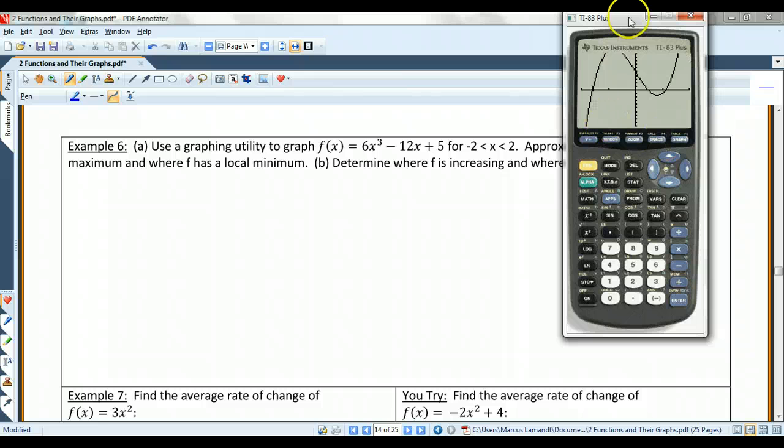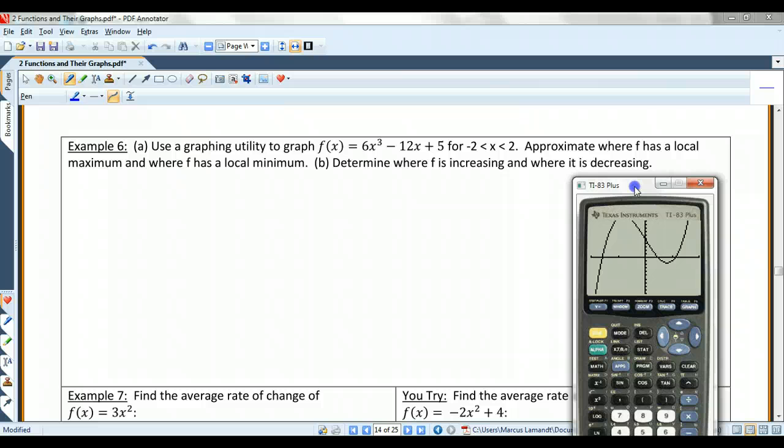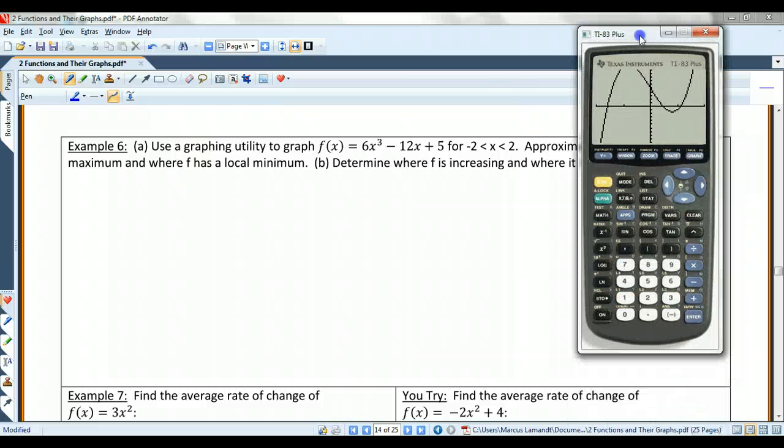Okay, so approximate where f has a local maximum and where f has a local minimum. Alright, well, I'm going to also extend my y window a little bit. There we go. We can see that f has a maximum here and a minimum here. In order to calculate the maximum and the minimum, I'm going to go to Second, Calculate, and we're going to use minimum and maximum. So let's find the maximum first.